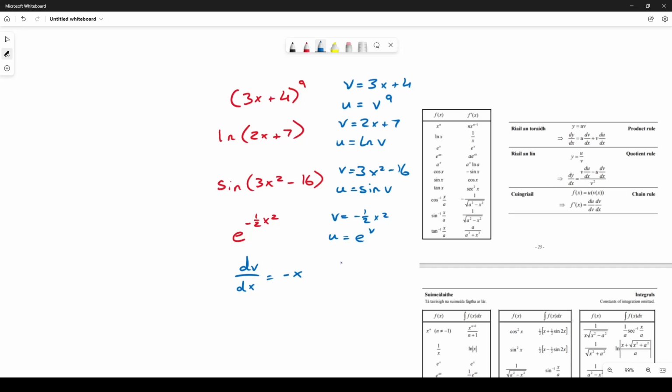And then du dv, for the u one, it's always going to be like something here. So you notice e to the power of x stays as e to the power of x, so e to the power of v will stay as e to the power of v. And then chain rule just says multiply your answers. So the answer to differentiating this is the minus x multiplied by e to the power of v, but you never want to leave v in your answer. You swap that back out for whatever you said v was in the first place, and there you go. That's dy dx for the e part.